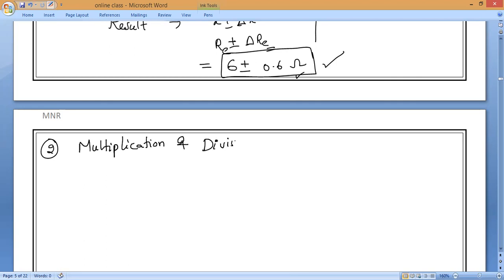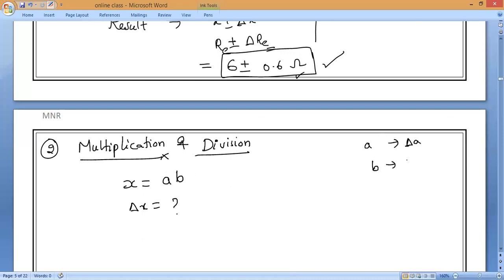Next, multiplication and division. So let us take x is equal to, multiplication means a plus b or a into b? Multiplication means a into b. Then this is x. Then what about delta x? Observe very carefully. For a, the error is delta a. For b, the error is delta b.